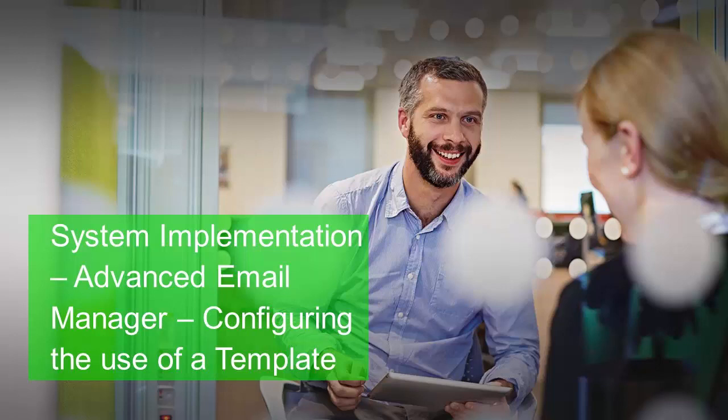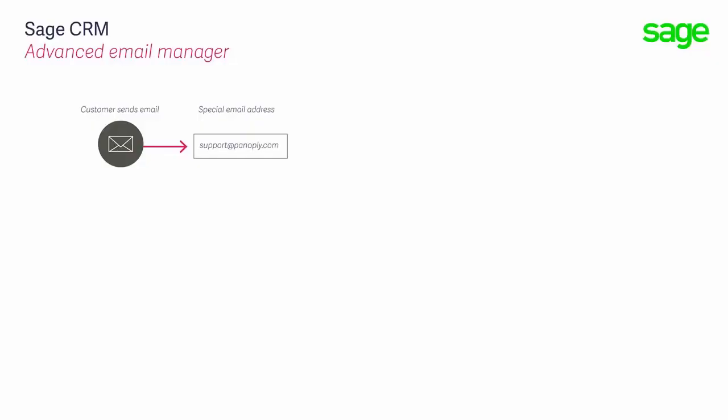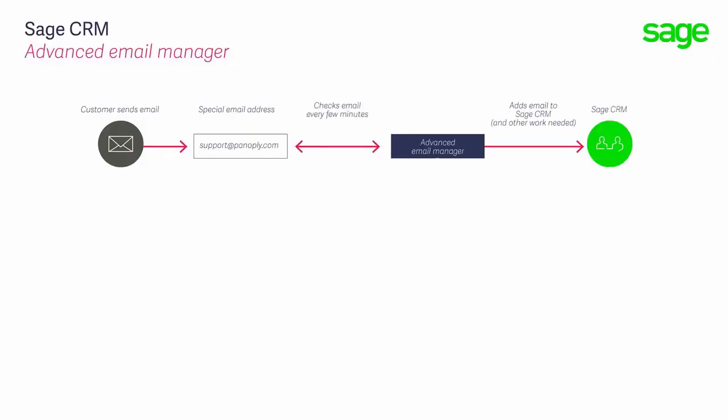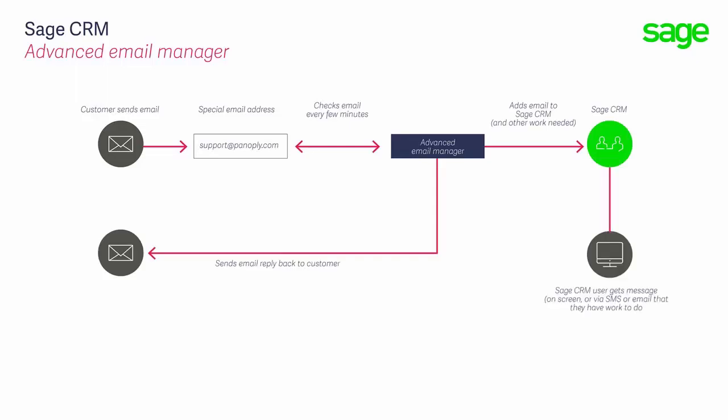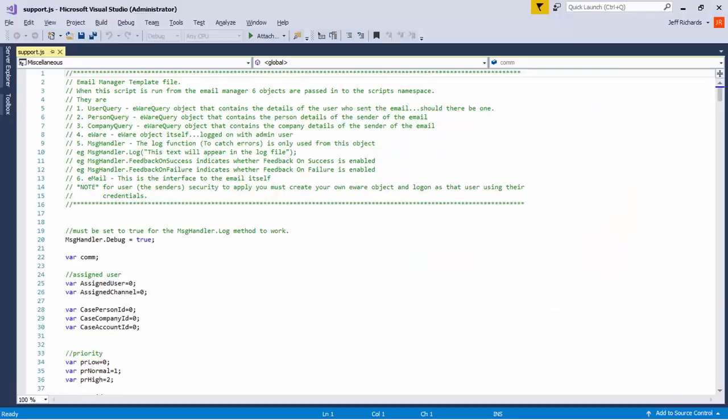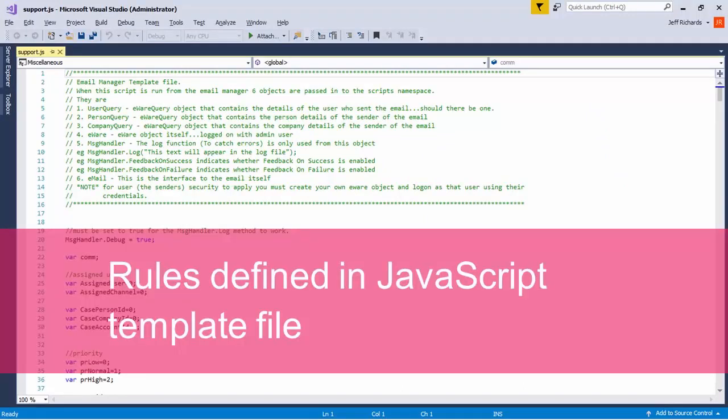In this lesson, I want to discuss how the Sage CRM Advanced Email Manager can be configured to use different functions within script templates to allow processing of emails according to business requirements. In a previous video, which covered advanced email management creating a template, I discussed how templates can be created that process inbound emails according to rules defined in script template files. These templates contain JavaScript functions that are associated with the email accounts monitored by the Email Manager service.